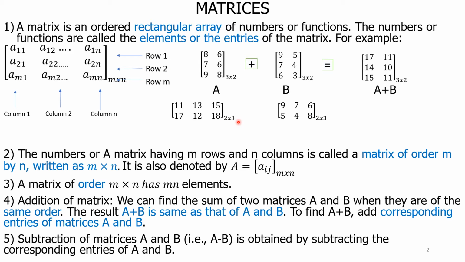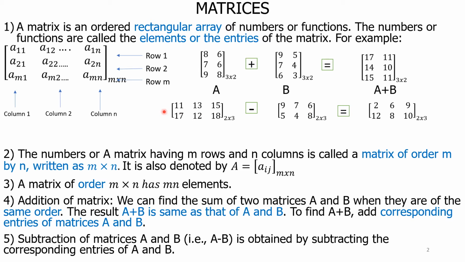So another matrix B we will take, given as, for example, within square brackets 9, 7, 6 in the first row, and second row 5, 4, 8. This is also 2 rows by 3 columns. So the order is the same as that of A. Let us subtract it. So A minus B we have to find out.